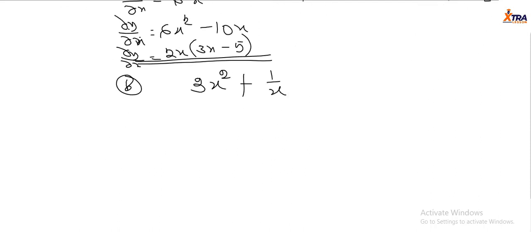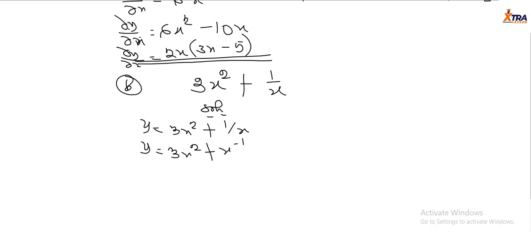So let's take one more. Now let's look at this. We have our solution. We are having y equals 3x squared plus 1 over x. So we have y equals 3x squared plus, you change this to index form, that will be x to the power minus 1. So dy/dx equals 2 multiplied by 3, we have 6x to the power 2 minus 1, plus, now minus 1 will come down here, we have minus 1, x to the power minus 1 minus 1.